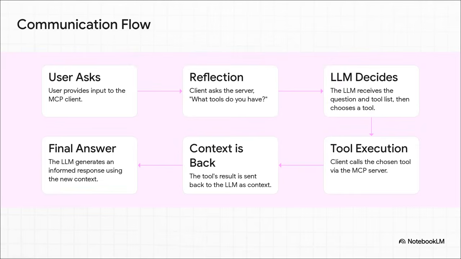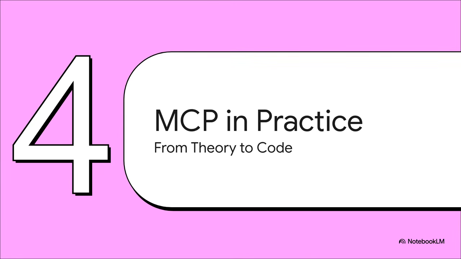So let's walk through the whole conversation. Step 1, you ask the AI a question. But before answering, the AI app asks the server, hey, what can you do? This cool step is called reflection. The server sends back its list of tools. Then the app sends your question plus that list of tools to the large language model. The LLM looks at the list and intelligently says, aha, I need that tool for this job. The tool runs, gets a result, and feeds that new info back to the LLM as fresh context. And then the LLM uses all of that to give you a final, super informed answer. Pretty smart, right?